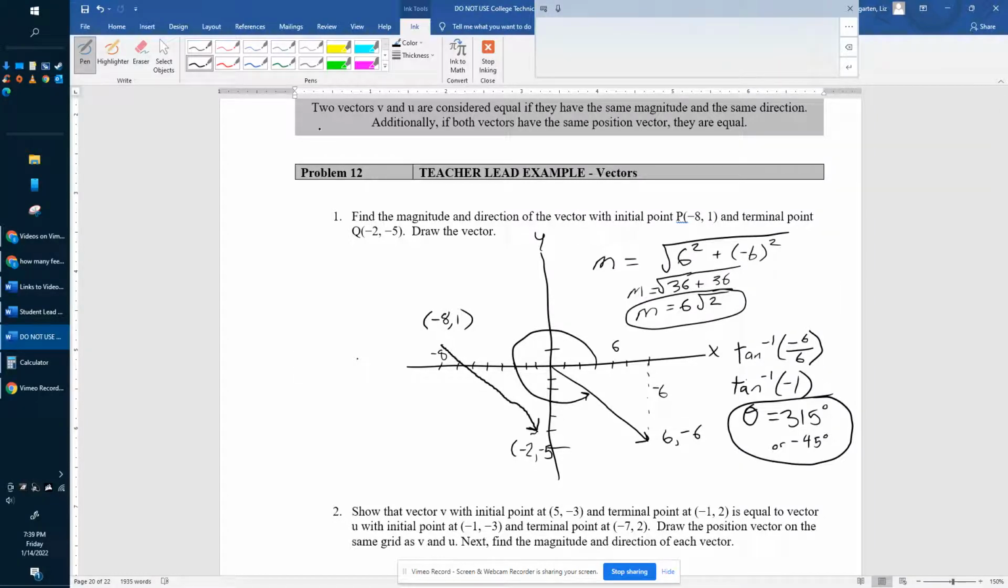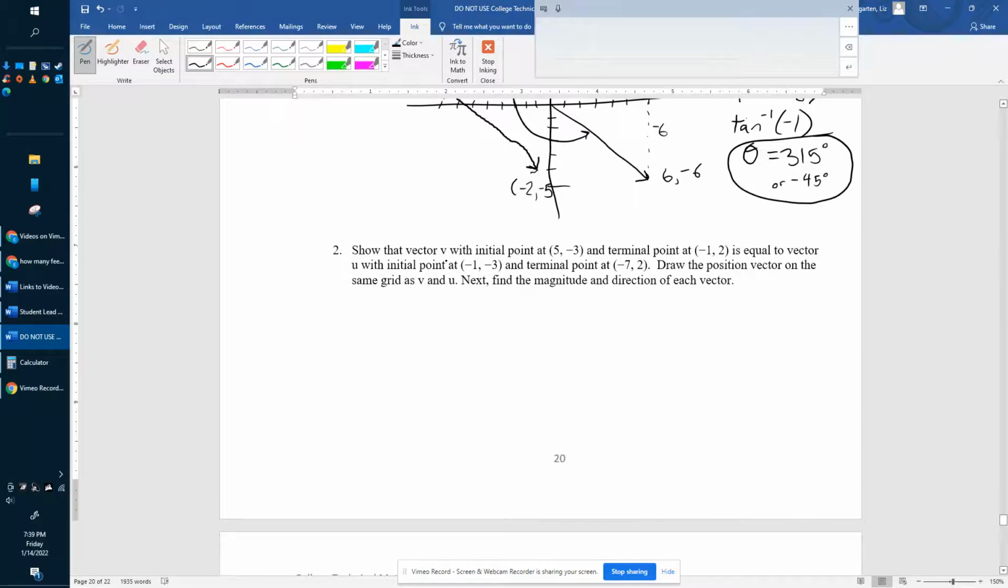All right, show that a vector v with initial point at 5, -3, and terminal point at -1, 2 is equal to the vector u with the initial point -1, -3, and terminal point -7, 2. We will draw the vectors. Let's do this thing.